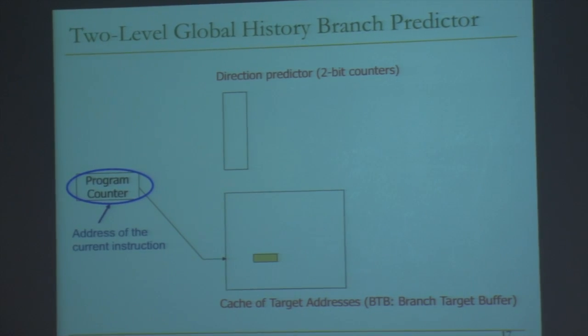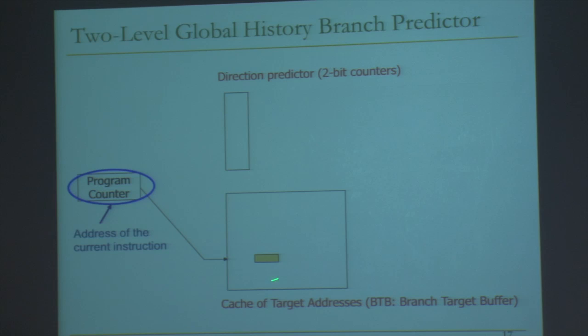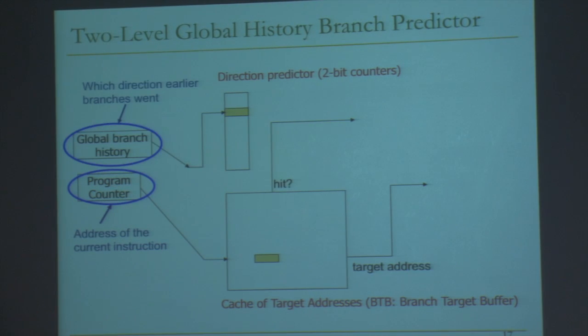Two-level looks a little bit different. We still get the target address from the BTB for the program counter, but with the global branch history register, not gshare, I'll show you gshare next, the direction predictor is only indexed with the global branch history. That provides a prediction, taken or not taken. And if it's taken, you take the target from the BTB, and that's your next fetch address.